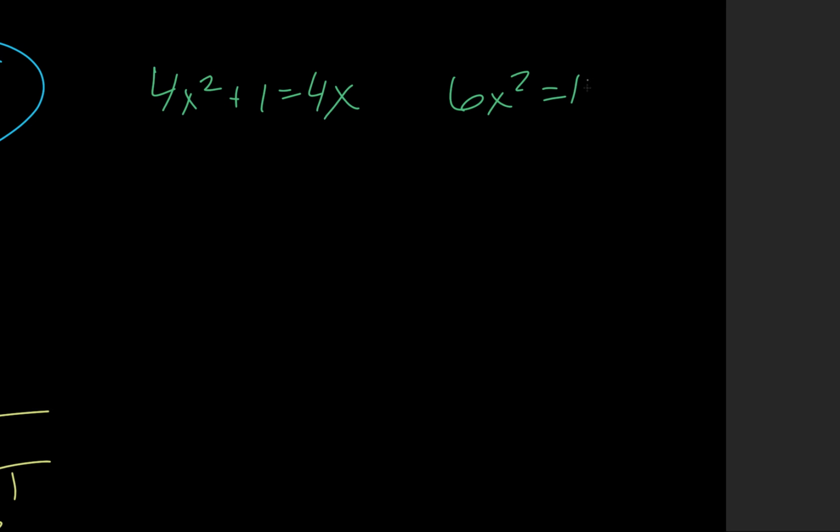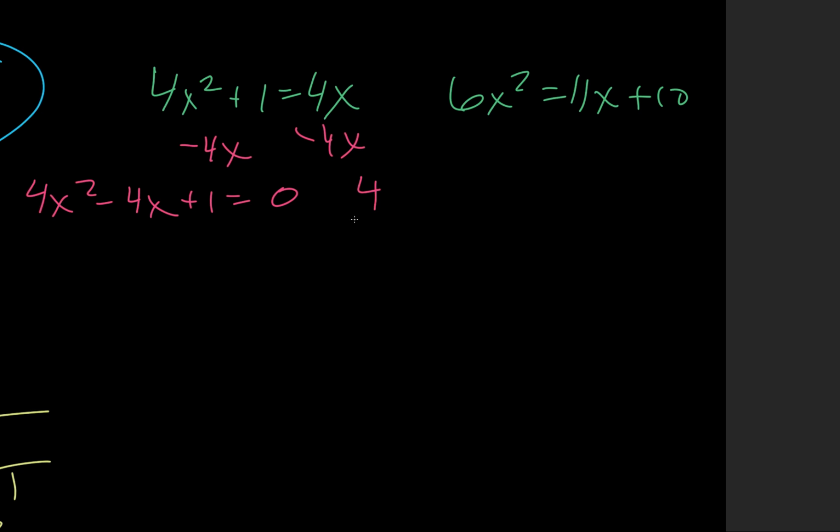4x squared equals 4x minus 1, and 6x squared equals 11x plus 10. Okay, so for both of these, we will have to get them all on the same side. So subtract 4x. So we get 4x squared minus 4x plus 1 equals 0. And we are going to use something called box method. So 4 times 1 gives us a 4, 1 and 4, 2 and 2. We want it to add up to a negative 4, so negative 2 and negative 2.